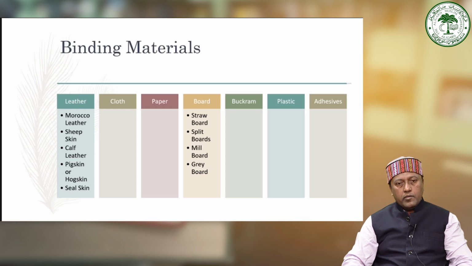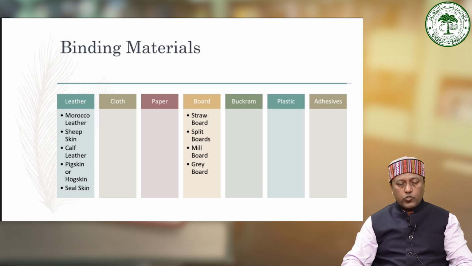So another quality of binding we are using is Buckram. Buckram is a type of cloth commonly used in library material, and due to its durability and resistance to wear and tear, it is often treated with starch or other stiffening agents to enhance its strength.